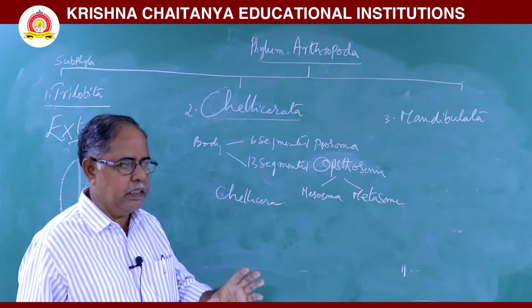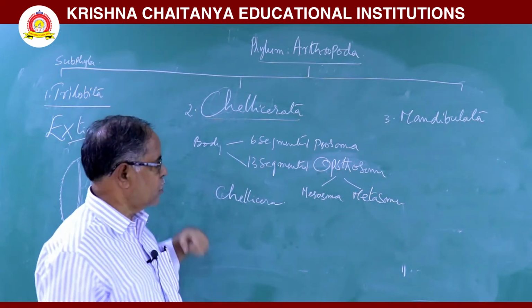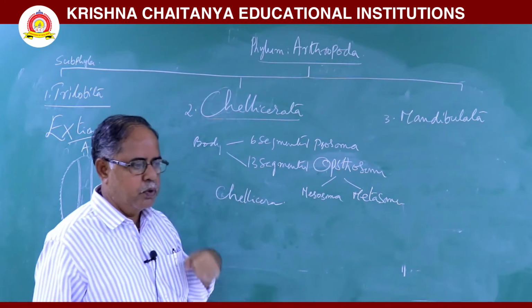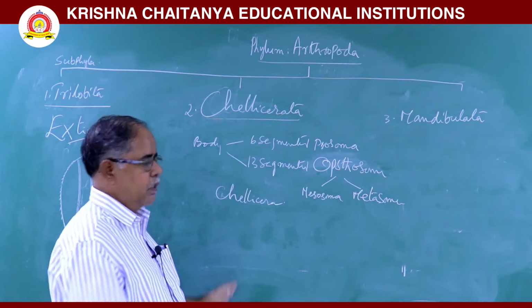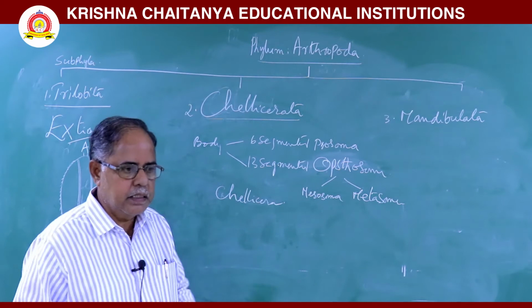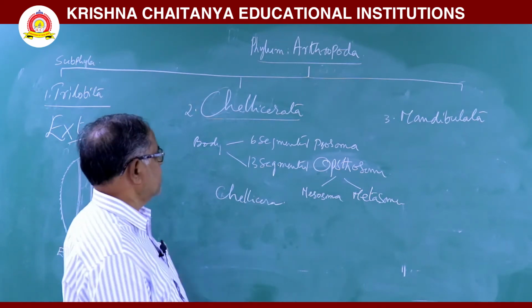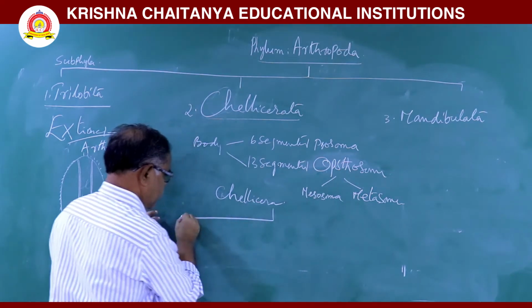In these animals, the respiratory organs are, in some, book gills, in some, book lungs, and in some, trachea. Further, this group is classified into two classes.